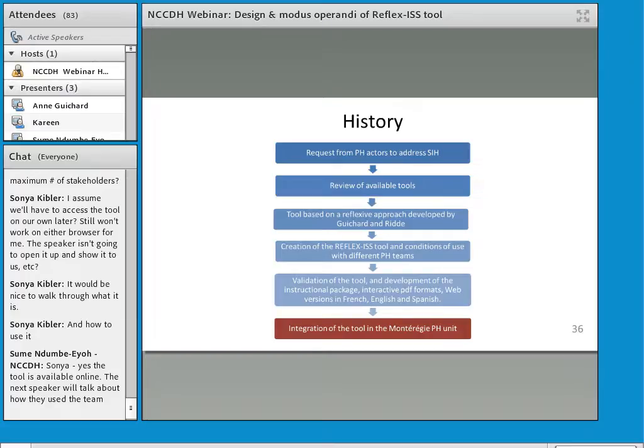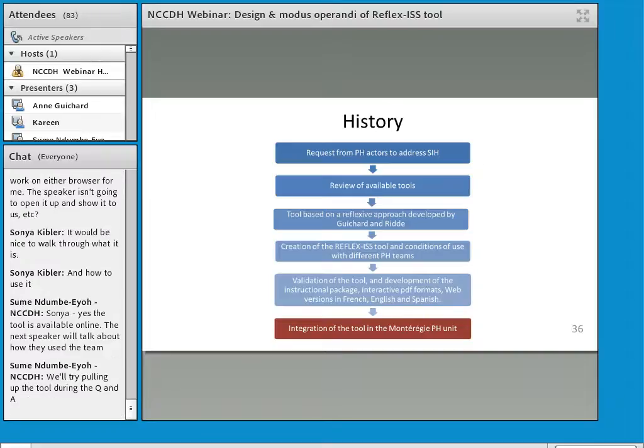And Anne just told you about the whole story of how we created the Reflex-ISS tool and the conditions to use it. And it was helpful to create the tool with researchers because public health actors that need this tool were in fact involved in the creation of the tool. So that was a first start to make them happy that the tool is coming and make them involved in the tool. So there was a creation of the Reflex-ISS, and then we went to validation of the tool and development of all the different instruction packages and everything that Anne told you about.